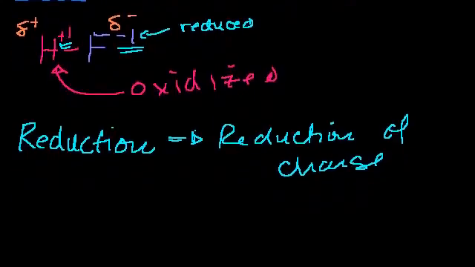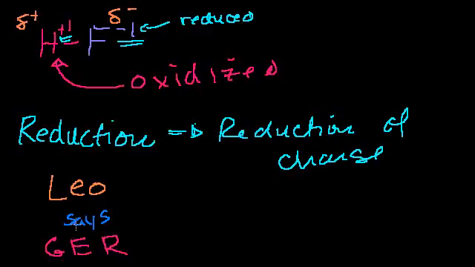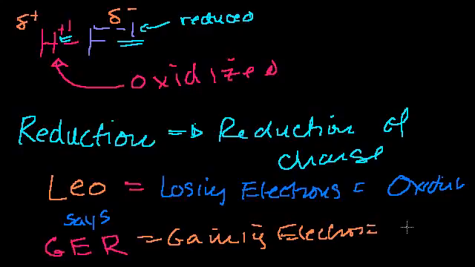But if you look in some textbooks or some teachers, they'll give you a mnemonic. Leo says grr. Leo the lion says grr. I'll write says in small because it's really irrelevant to the mnemonic. This is just a way of remembering that, okay, Leo means losing electrons is equal to oxidation, and that gaining electrons is equal to reduction.